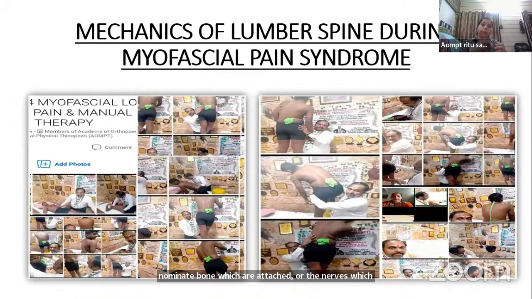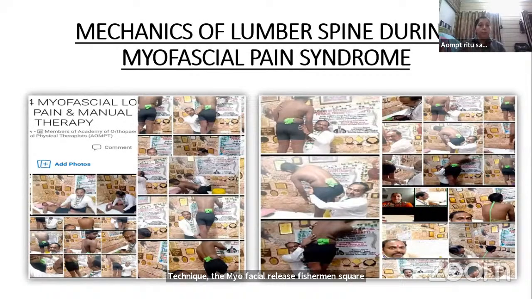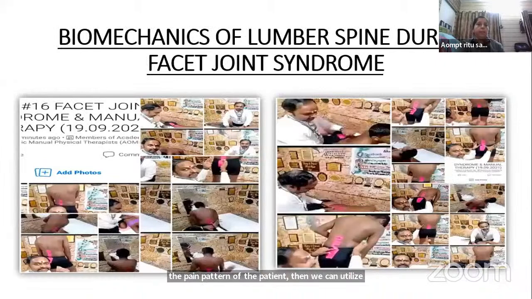Or the muscles, maybe one side muscle is in overactivity, so the patient is having pain. So this is the way how lateral flexion can be the cause of low back pain. So we check the quadratus lumborum, there is a trigger point, maybe there is a spasm, so the patient is keeping their hand on the low back area because of the spasm. So how do we release it? With muscle energy technique, myofascial release, fasciomuscular release, or as an adjunct we can use maybe IASTM, or we can use cupping. So this is the thing: after differentiating with the pain pattern of the patient, then we can utilize which adjuncts we are going to use. And this is the facet joint syndrome.